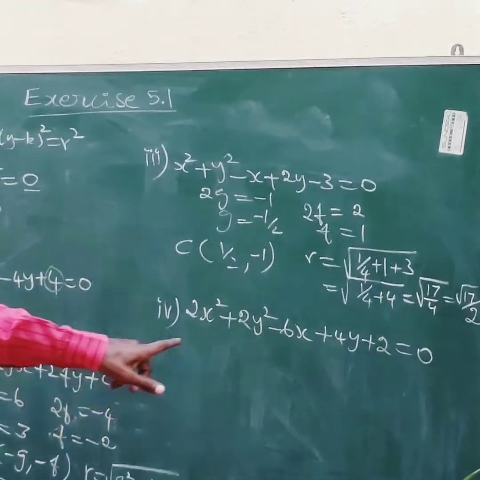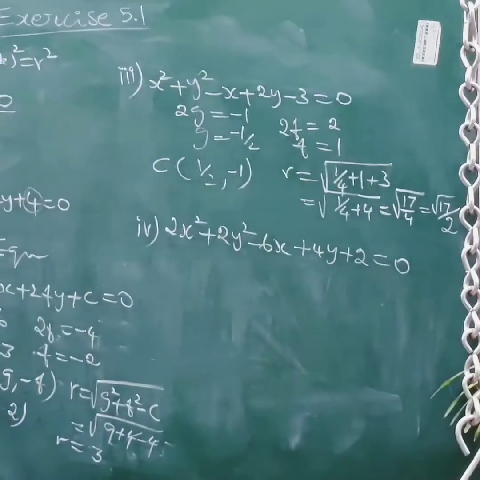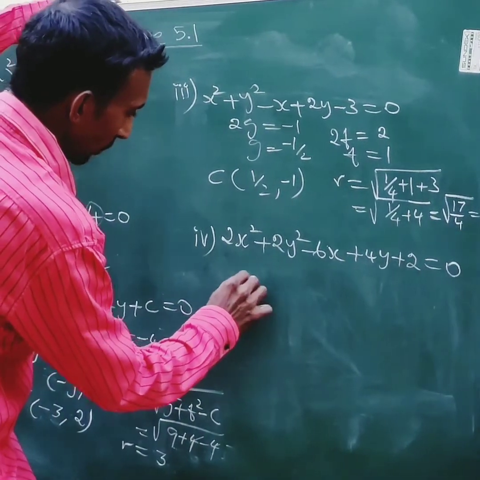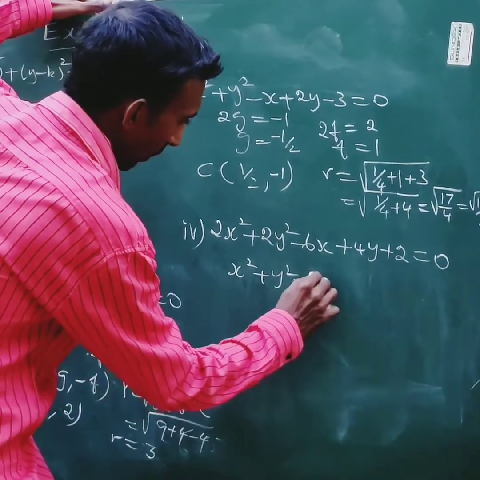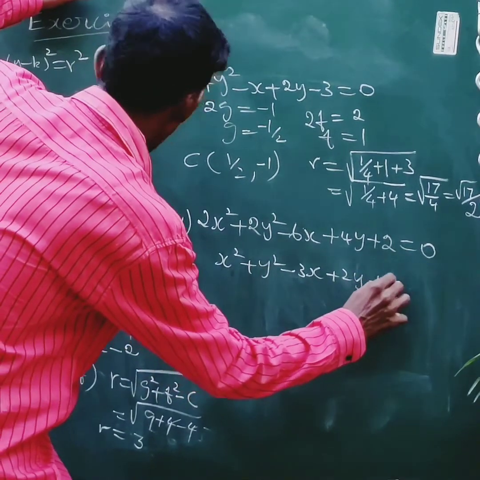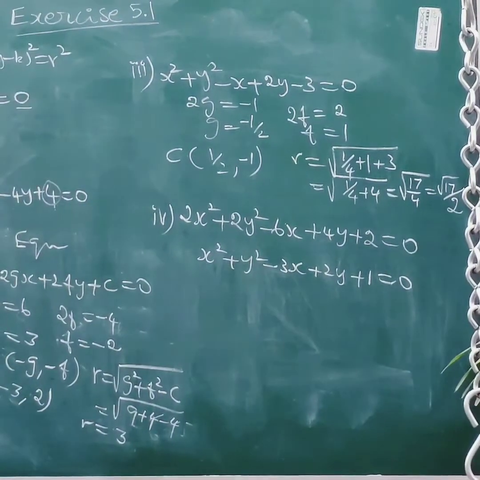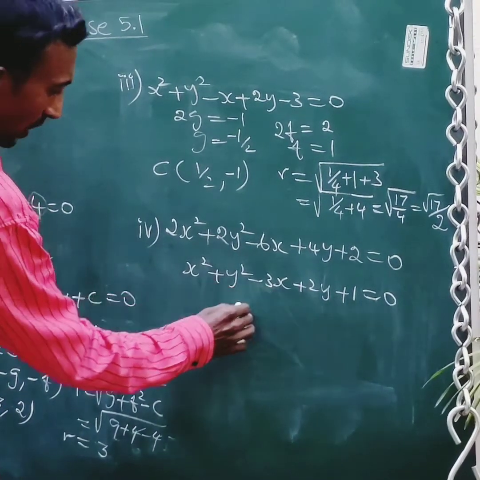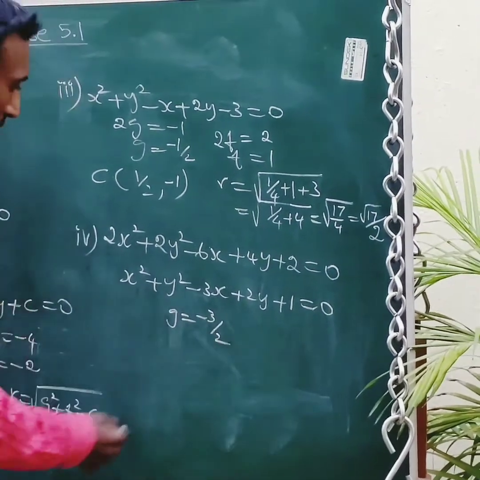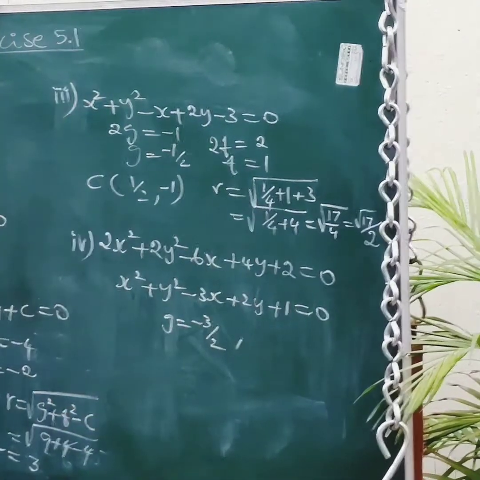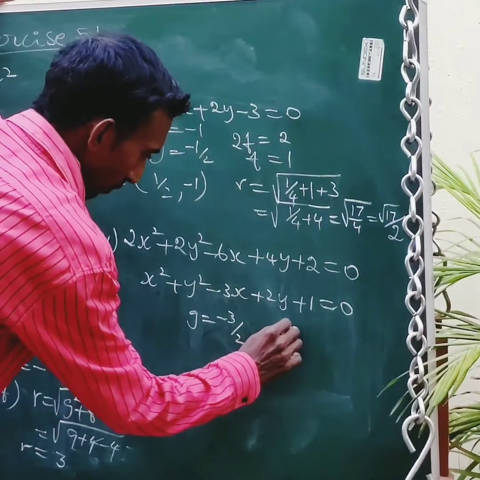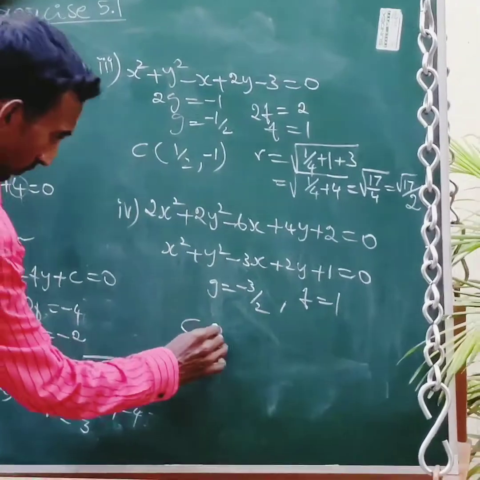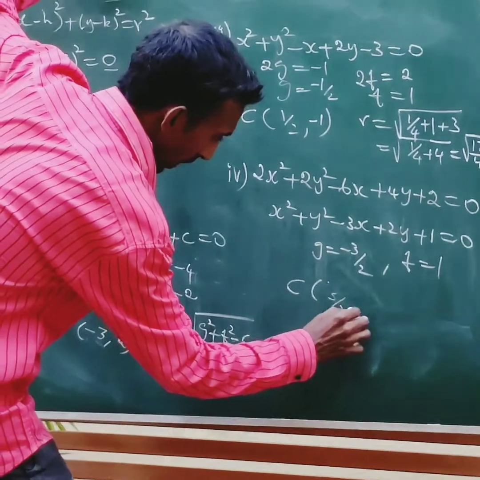Again the fourth circle. Before comparing with the general equation, divide the whole equation by 2, we are getting x square plus y square minus 3x plus 2y plus 1 equal to 0. Again compare with the general equation, in the place of 2g we are getting minus 3, so g equal to minus 3 by 2, and in the place of 2f we are getting 2, so f equal to 1, so center is minus g comma minus f, so 3 by 2 comma minus 1.